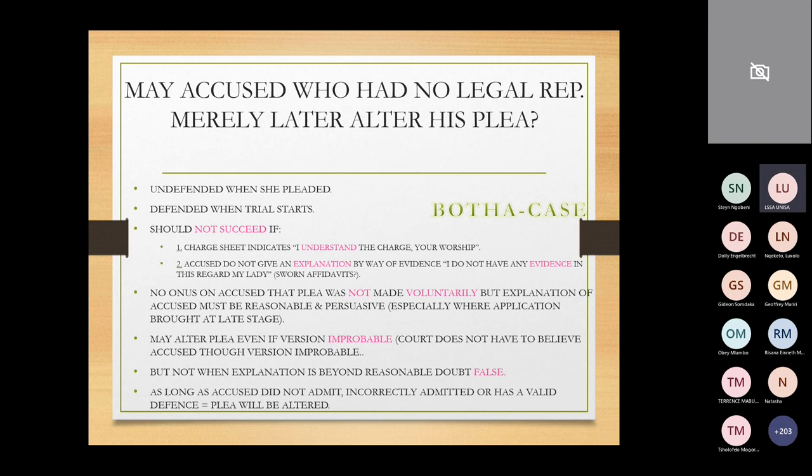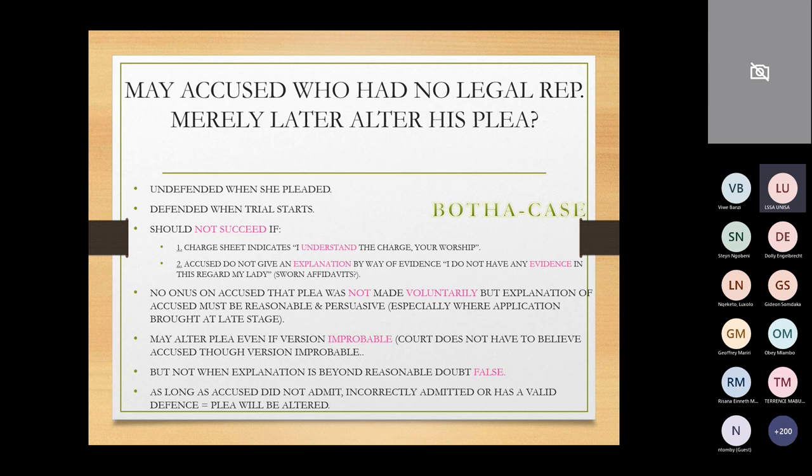Any questions, Biwe? Thank you. Let's say you have an unrepresented person and they plead guilty based on Section 112, but then when the questioning happens, you find that there's no mental capacity. Who has the onus to actually lead that evidence then?